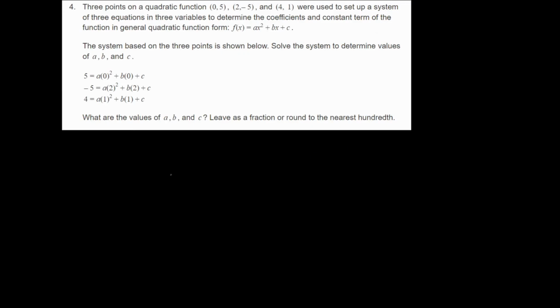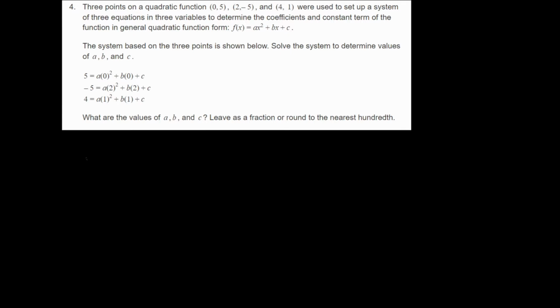3 points on a quadratic function, 0, 5, 2, negative 5, and 4, 1 were used to set up a system of 3 equations and 3 variables to determine the coefficients and constant term of the function in general quadratic function form. f of x equals ax squared plus bx plus c. The system based on the 3 points is shown below. Solve the system to determine the values of a, b, and c. Now, what I would suggest you do is just write this in a form that you can plug into a matrix and then solve it.